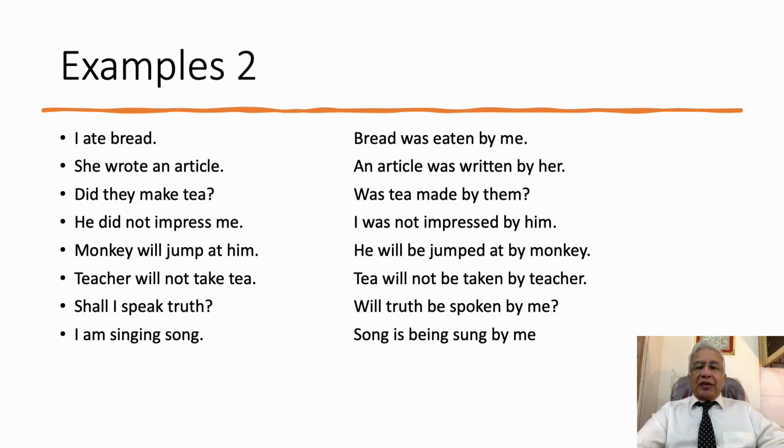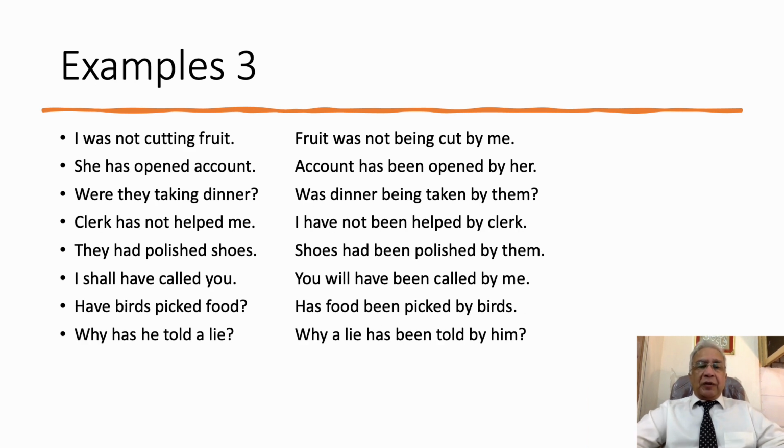As the singing is to be converted into song, how shall we show the continuity or progressiveness of the sentence, present progressiveness of the sentence? We need to add "being" with that. So that is why in every sentence which belongs to the continuous tenses, present continuous, past continuous, we need to add "being" with that. So the third form of the verb, and then the subject is converted into object. Third phase of the examples: "I was not cutting fruit," same past participle. "Fruit was not being cut by me," same process.